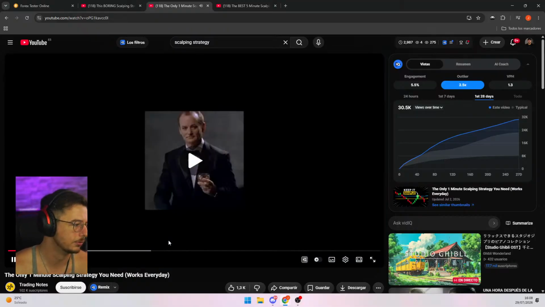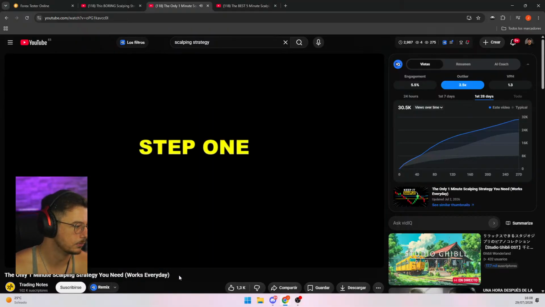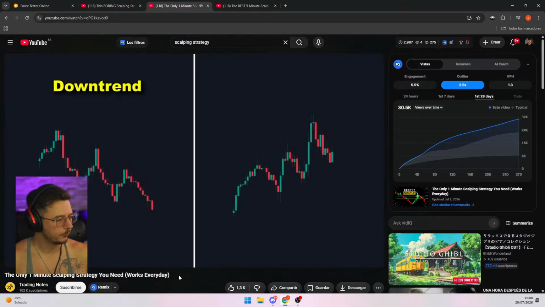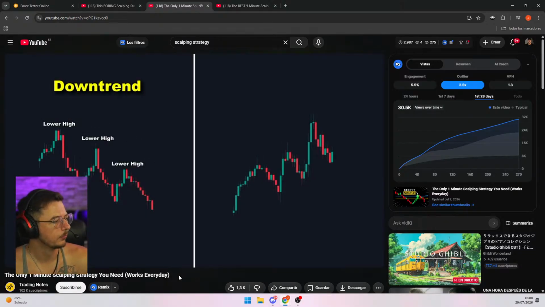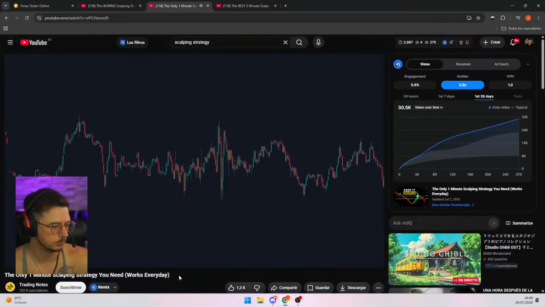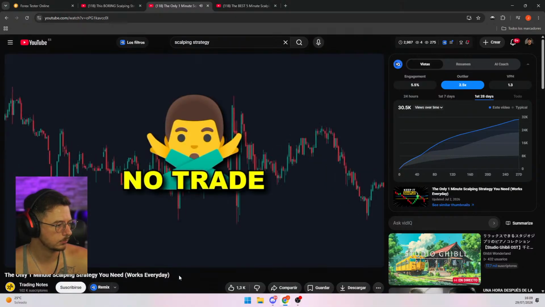That's all. Here's how the setup works. Step 1. Find the micro trend on the 1 minute. In a downtrend, you want to see lower highs forming. In an uptrend, higher lows. Not philosophical lower highs, visible ones. If you can't see the trend, there is no trade.